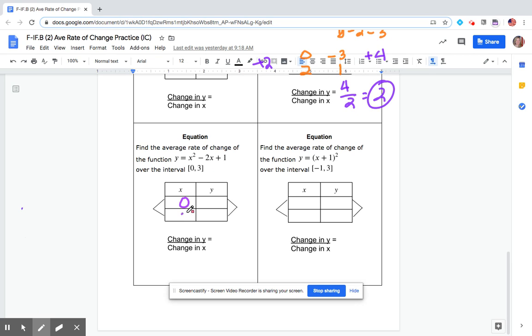So here I'm given 0 to 3. I'm going to plug in my 0 to find my y. 0 squared minus 0 plus 1 is 1. I'm going to plug in x equals 3. 3 squared is 9. 9 minus 6 is 3. 3 plus 1 is 4. And now I'm going to determine my change in y and my change in x. And I'm just going to write that down and simplify it if possible. So for this quadratic function, if I were to graph it and look at the interval 0 to 3, the average rate of change of that interval would be 1. So that's how we interpret average rate of change of functions.